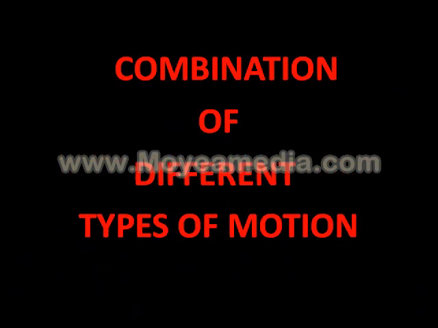These were the different types of motion that we have studied. Now there are certain objects which show more than one type of motion at the same time. These different types of motion which are present in an object at the same time represent a combination of different types of motion. Let us now understand this topic with the help of some examples.